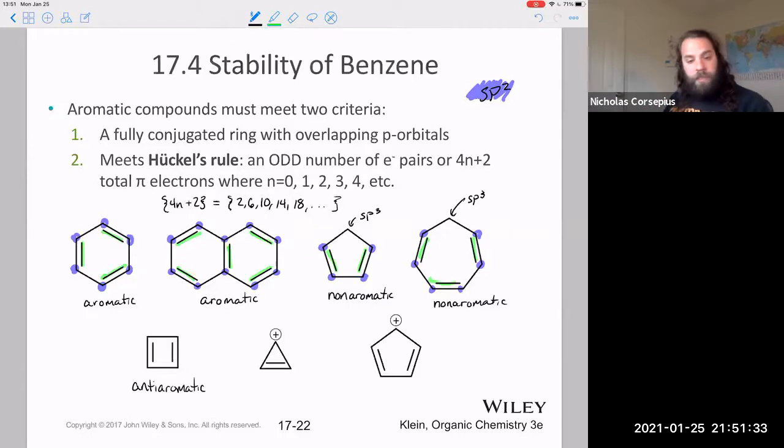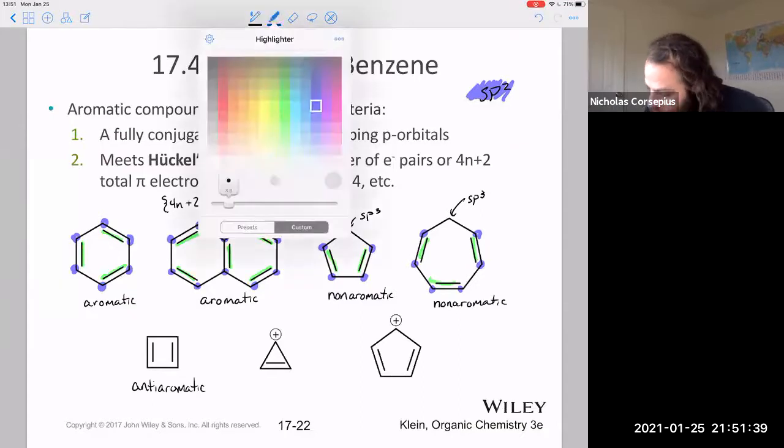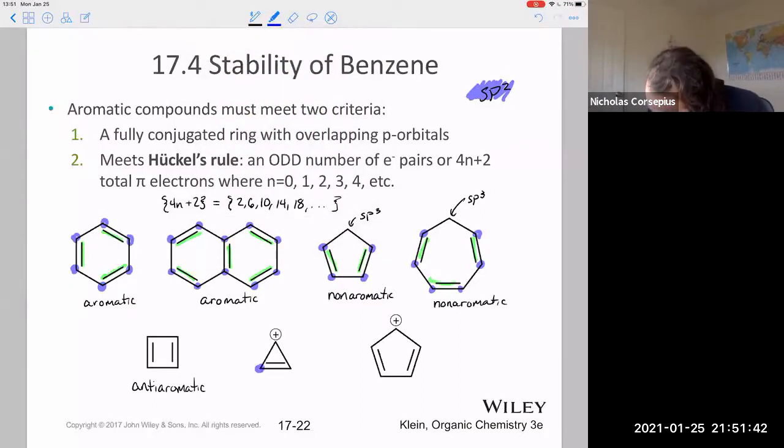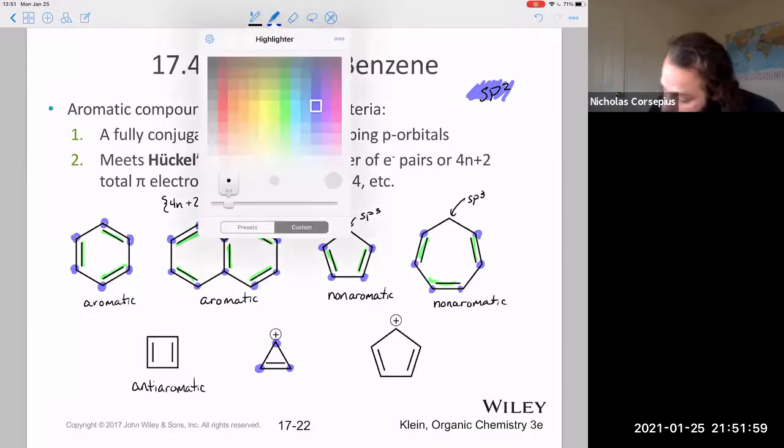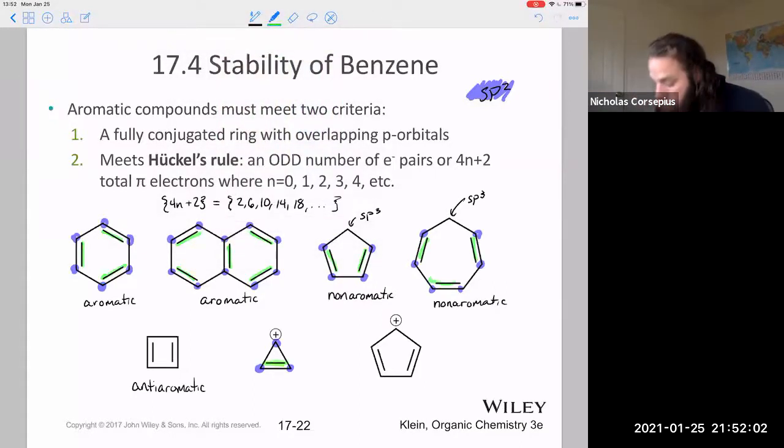Okay. Now notice these ones. Now we have some ions in here. That's a little interesting. So let's just go through again. Does it meet rule 1? Well, we know that these carbons are certainly sp2 hybridized. What about this one? Remember, carbocations are indeed sp2 hybridized, and that p orbital is empty. So this is an example of a fully conjugated ring that has just 2 electrons in it, which is one of the numbers in our Hückel's rule series. So this is an example of an aromatic compound.